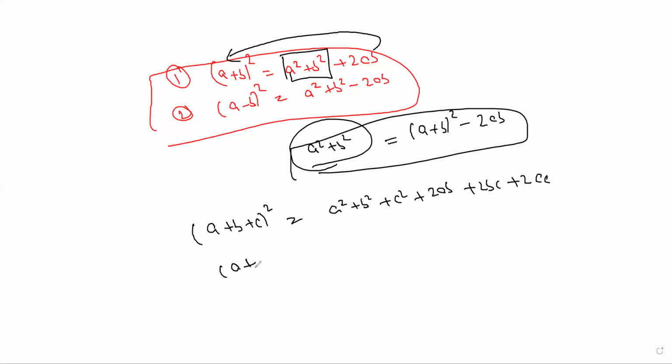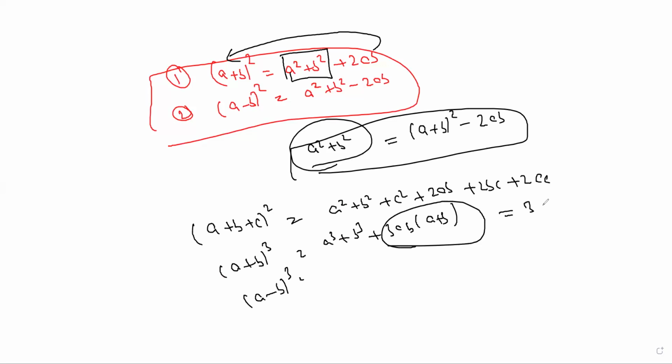Cube, I guess a plus b whole cube, and a minus b whole cube, right? Fine. So this is a cube plus b cube plus 3ab into a plus b. Or if I need to write it out further, I can write it as 3a square b plus 3b square a, right? Similarly, this would be a cube minus b cube minus 3a square b plus 3ab square. Obviously, you don't need to write this all out, right? We'll provide you the formula sheet for the same. I'm just telling you that such formulas will come, just to explain.